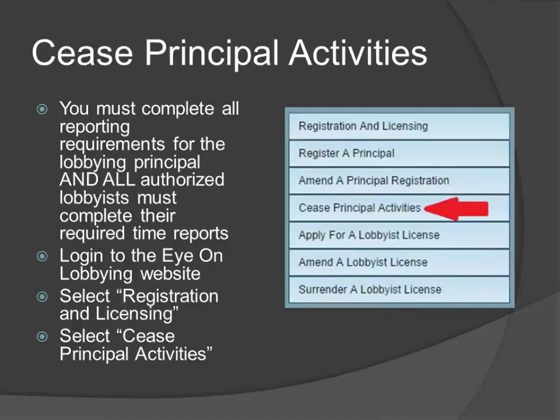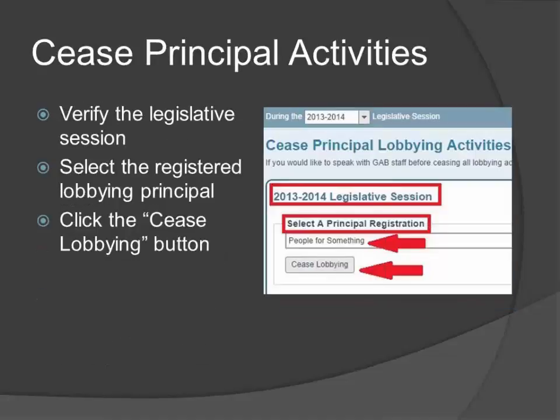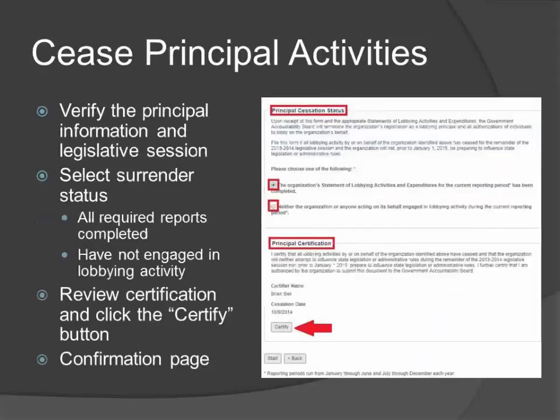Log into the Eye on Lobbying website. Select Registration and Licensing, and select Cease Principal Activities. Verify the legislative session. Select the registered lobbying principal, and click the Cease Lobbying button. Verify the principal information and legislative session. Select the appropriate surrender status.